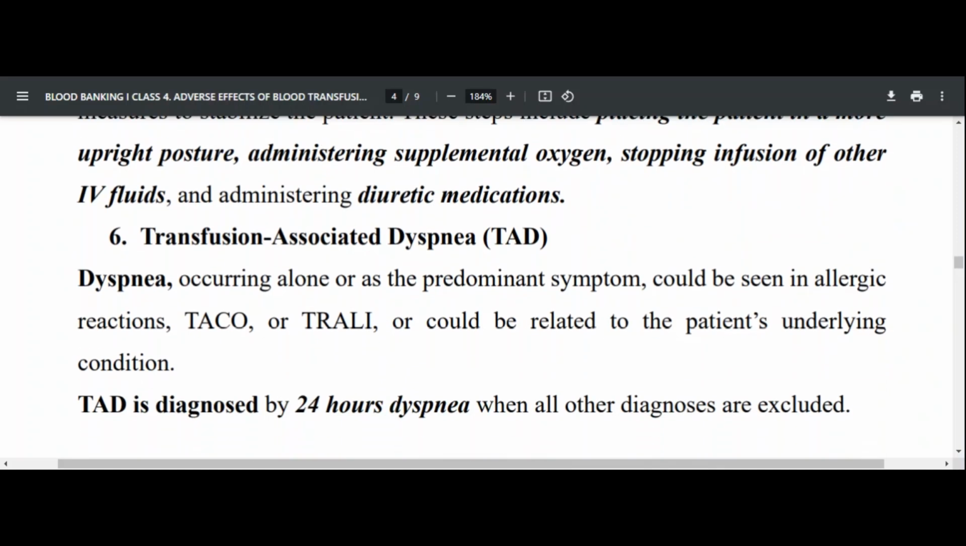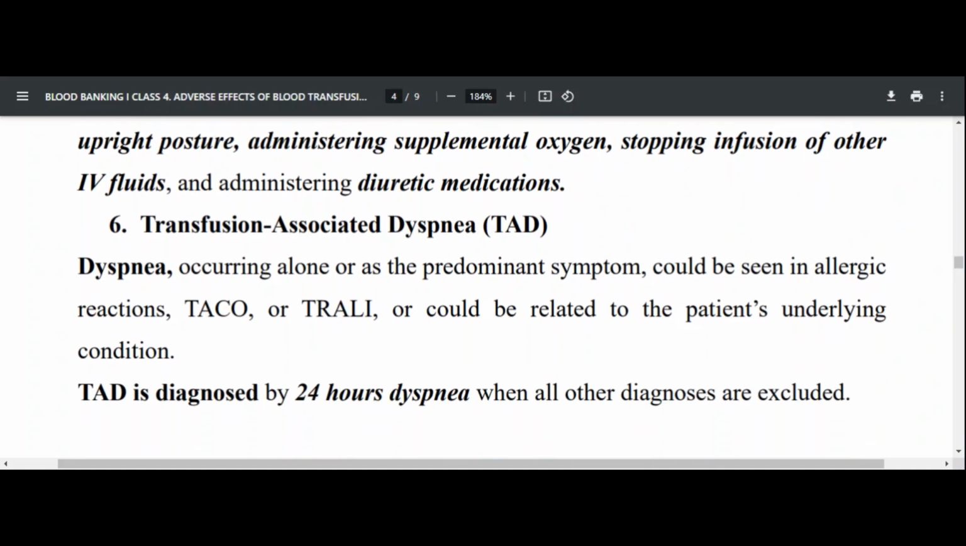That brings us to transfusion-associated dyspnea. That is when the patient only experiences dyspnea, a problem of respiratory distress, and it is the only predominant symptom. This happens without other symptoms, for example without TACO problems, and without TRALI symptoms like hypothermia, hypotension, fever, and rigors. They are not seen here. Patients are only experiencing dyspnea, so you just call it transfusion-associated dyspnea.